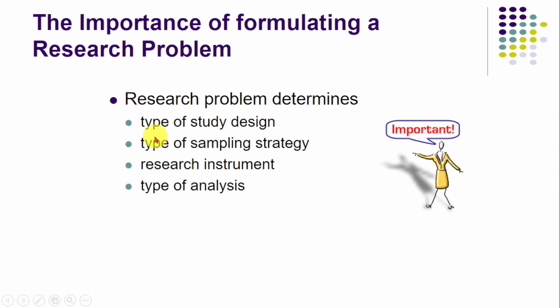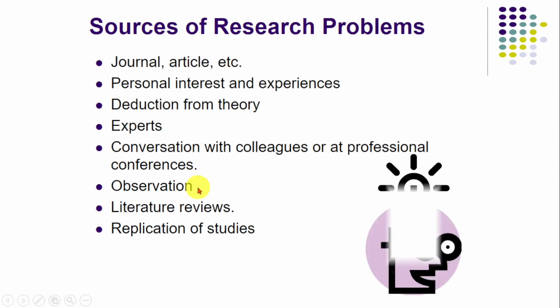The research problem determines the type of study design, which type of design you are going to use, the type of sampling strategy, research instrument, and type of analysis. Sources of a research problem. From where do you find the research problem? Here: journal articles, personal interest and experience, deduction from theories, experts, conversation with colleagues at professional conferences, observation, literature review, replication.